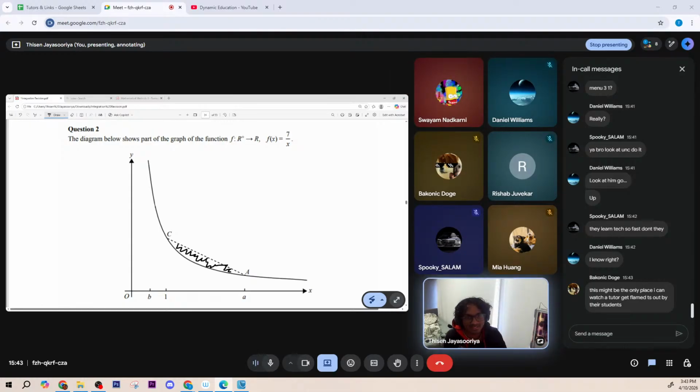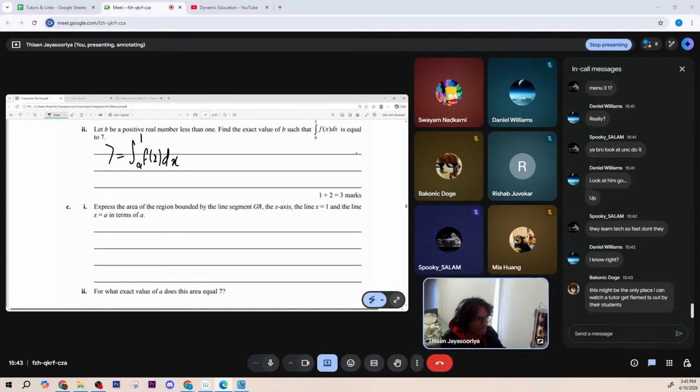How can I find the equation of the line CA? Because it wants me to find the bounded area between the graph and the line CA.